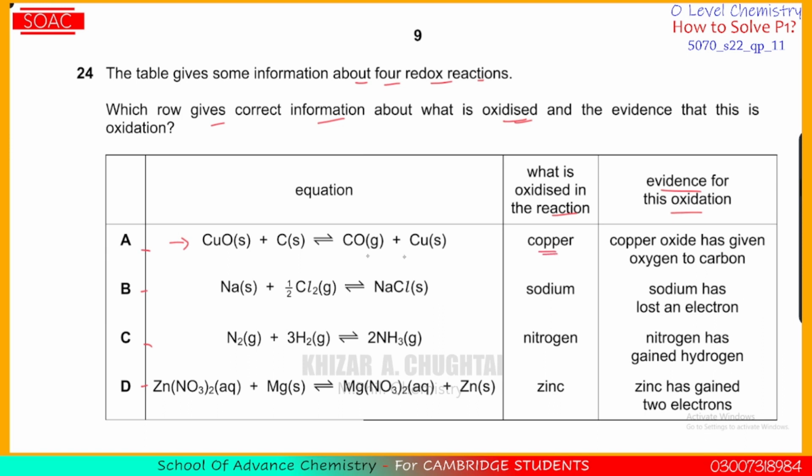What about copper? Copper is having oxygen, and now it is not having oxygen. There is a loss of oxygen by the copper. So it is not oxidized, it has been reduced. So 1 is an incorrect option.